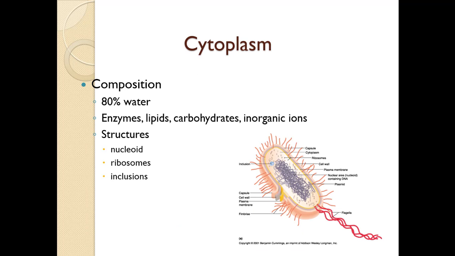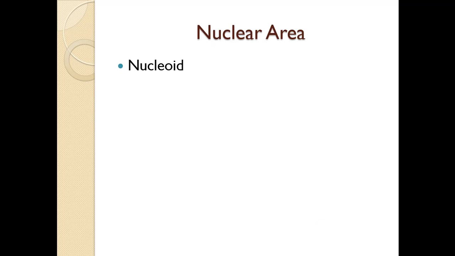The cytoplasm, same thing as in our cells, is 80% water. Enzymes, lipids, carbohydrates, and inorganic ions. It's got these structures: nucleoids, ribosomes, and inclusions. Ribosomes are the main site of protein production. They're protein factories. Okay, and then the nucleoid.